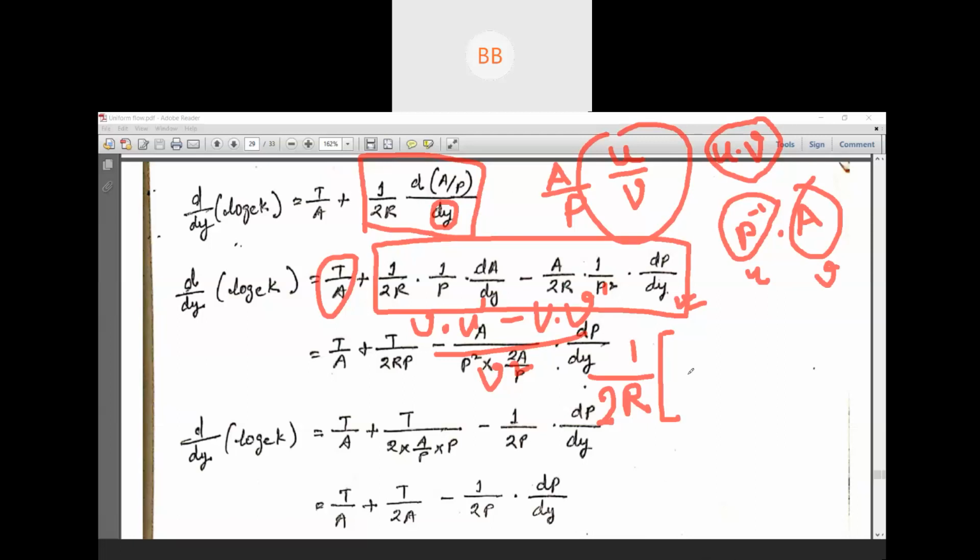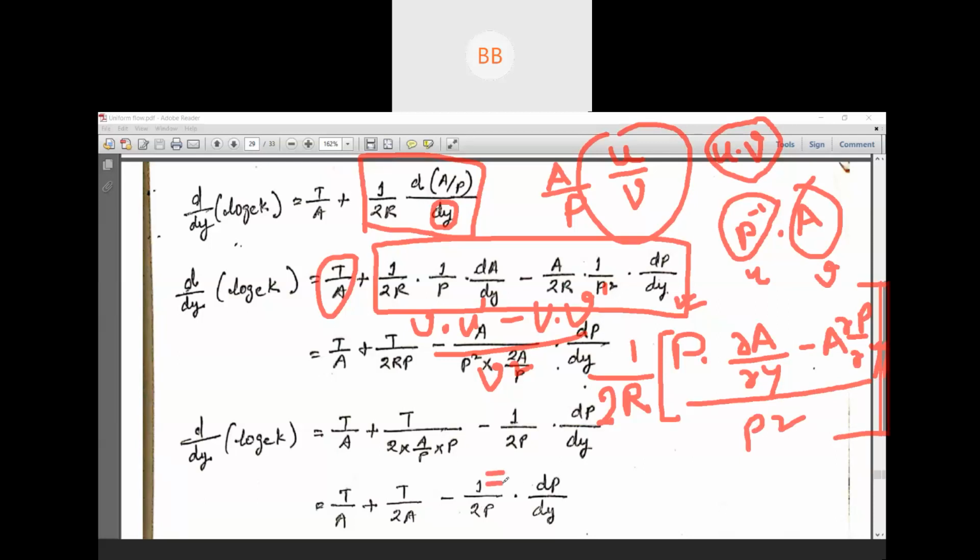So here our v is nothing but our P. So we write P. Then u dash, meaning we need to differentiate u with respect to y. So u is nothing but A, so dA by dy. Then minus area dP by dy, divided by P square. That is P square. Done.